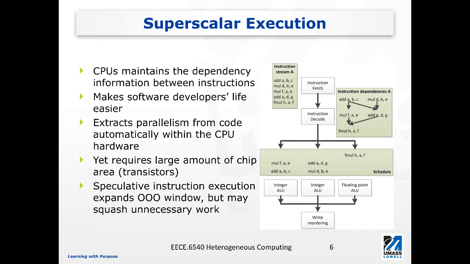But some of these instructions may have to be squashed if, for example, the branch instruction turns out to be taken in the other direction. So there will be cases where unnecessary work will be squashed. Hence, these CPU cycles will be wasted.